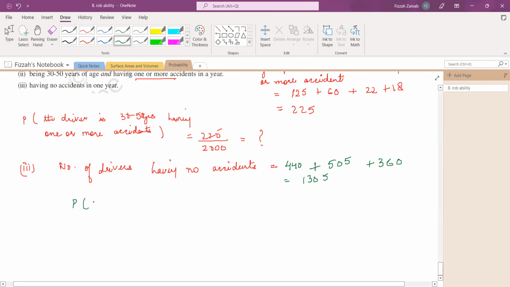Probability of a driver having no accident. So this will be equal to 1305 divided by 2000, and you will do the calculation, right? Okay, ma'am. Okay. Next question.